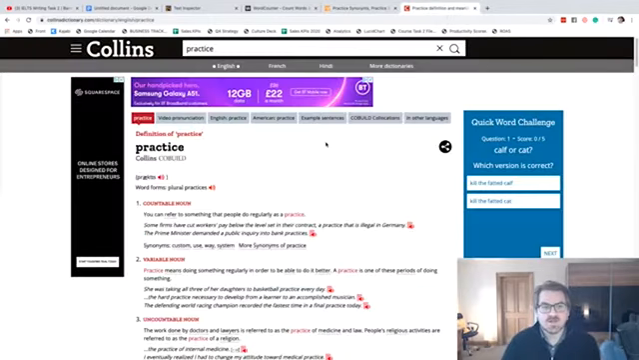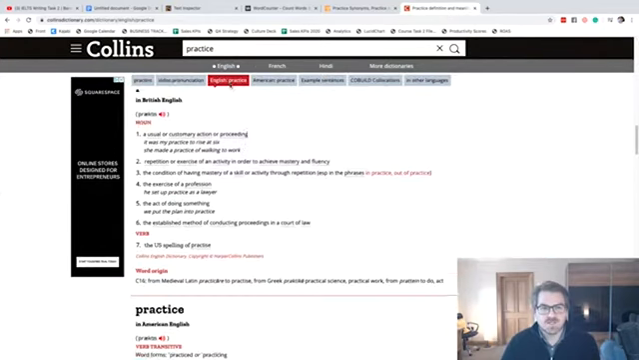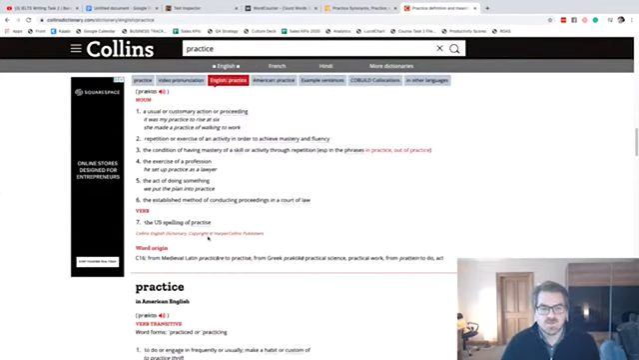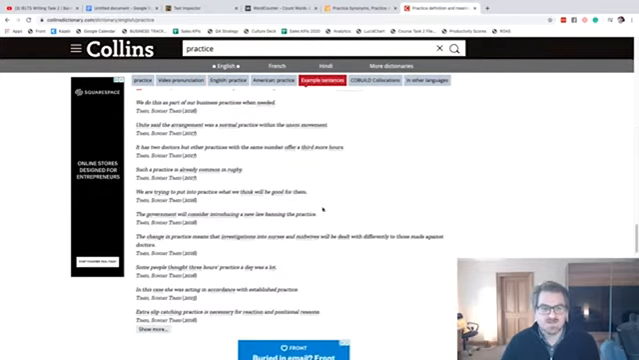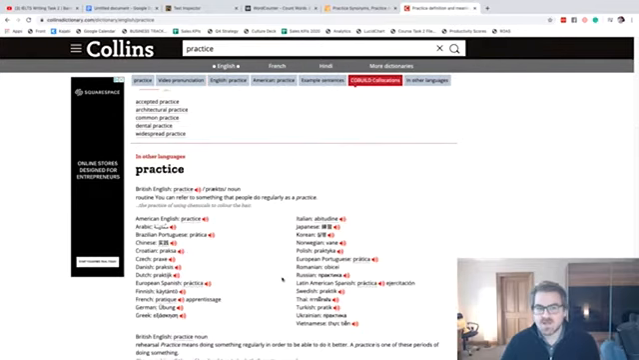A very good dictionary for IELTS is Collins. It's free, but it gives you the pronunciation, the different word forms, lots of example sentences, collocations, and it often gives you synonyms as well.